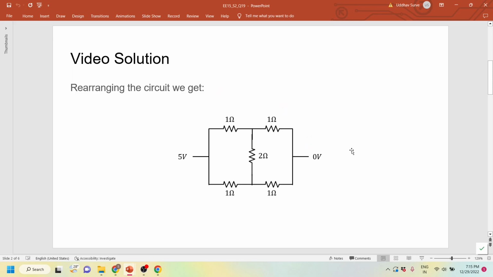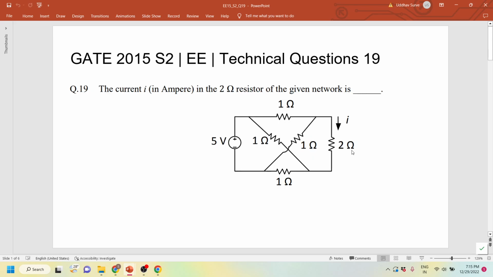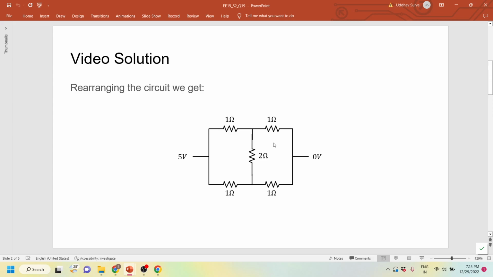Let us rearrange the circuit. This circuit is rearranged to get an equivalent circuit like this: 1 ohm resistors, and in the center the 2 ohm resistor. It forms a kind of 90-degree rotated H bridge, which we typically call it, and this is the voltage between the two terminals. Before we solve numerically by assuming I1 in this loop and I2 in that loop, let us proceed by a normal approach.